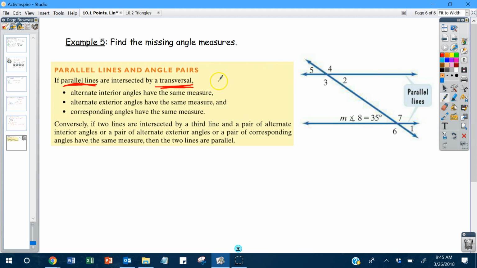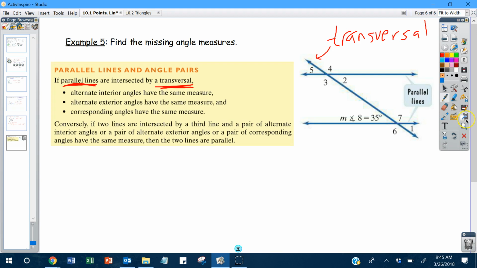But we're probably going to be told in the problems that they're parallel, because it's sometimes hard to see with the naked eye. And then the transversal is a line that just cuts through 2 parallel lines. So we call it parallel lines intersected by a transversal. This line right here would be the transversal. These are the parallel lines.